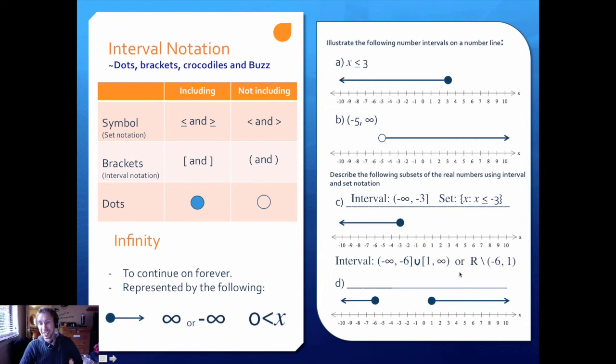Now, in set notation, what we do is we write any real value excluding from -6 to 1. And of course, we don't want to exclude the actual -6 and 1. So we just write x is greater than -6 and x is less than 1.